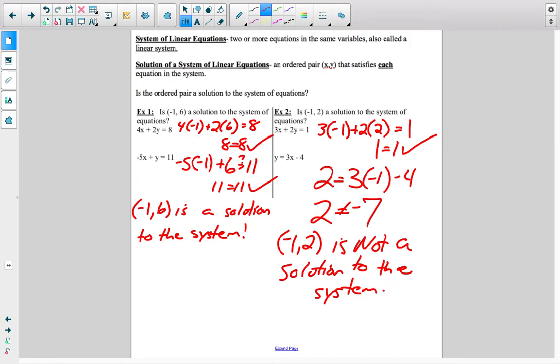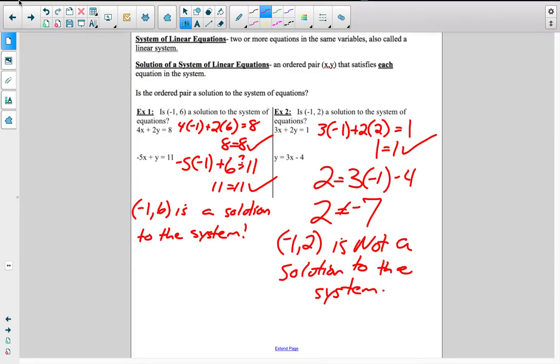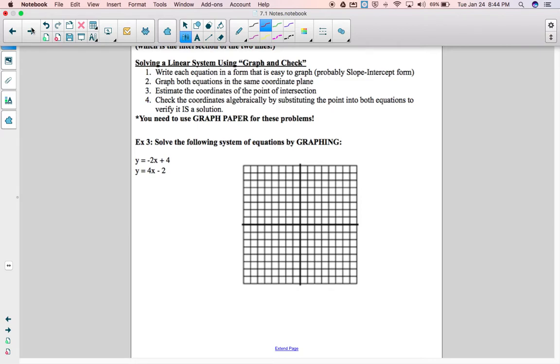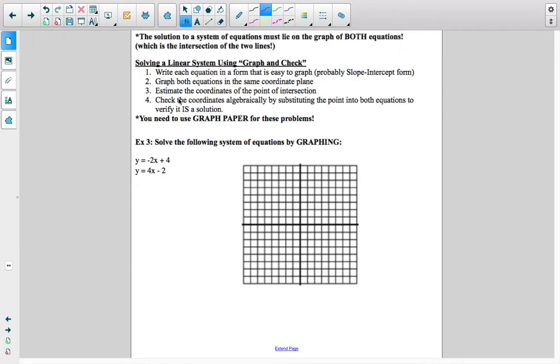They gave us the point, but how do we actually figure out what a solution is? How do we create a solution? One method is by graphing. To graph it, we're going to graph both lines, and we're going to look for the intersection, because a solution to a system of equations must lie on the graph of both equations. So where they intersect is the solution to each of those equations. So we're going to graph them, figure out the location.